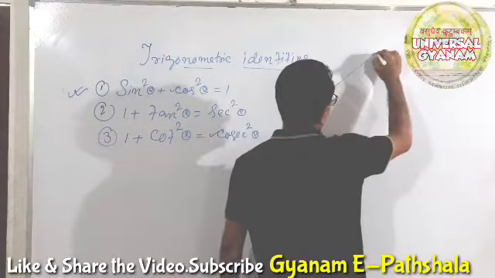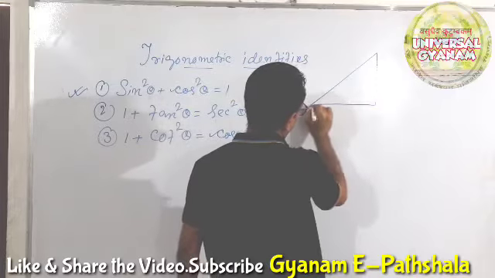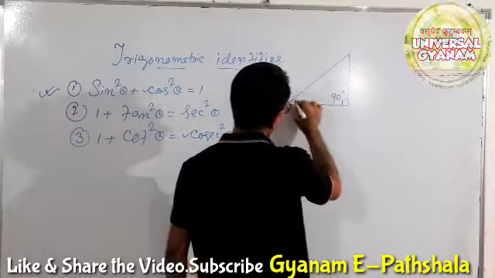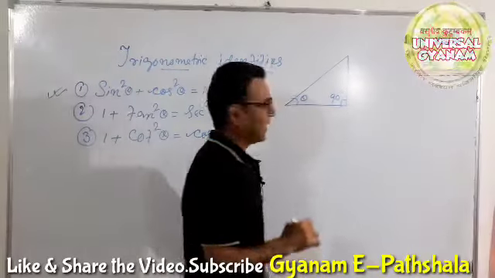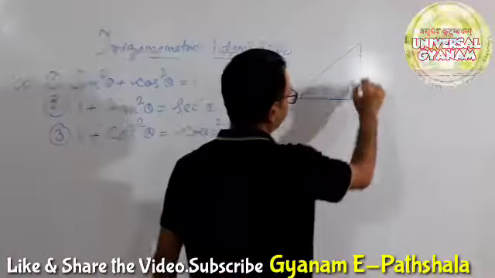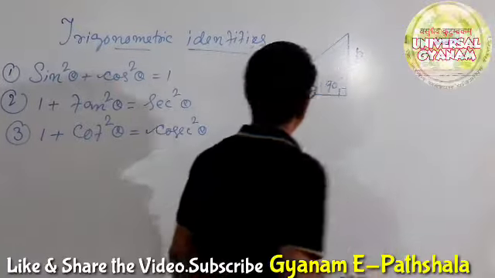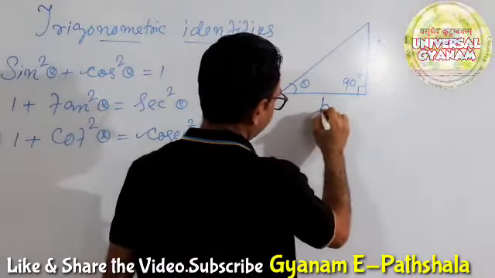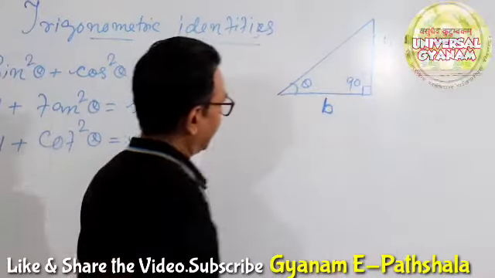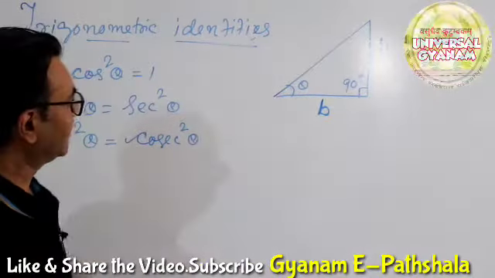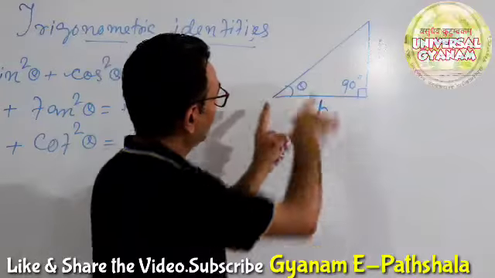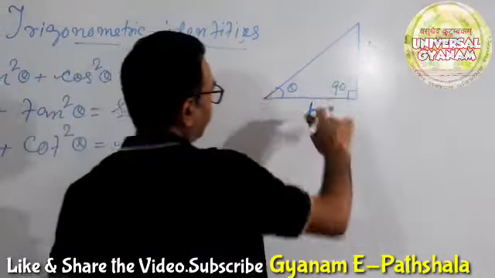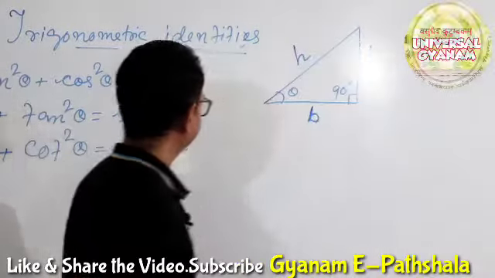Say I draw a right angle triangle. This is 90. This angle is theta. The side opposite to theta is perpendicular. The side adjacent to theta is base. So perpendicular, base, and I have hypotenuse here.